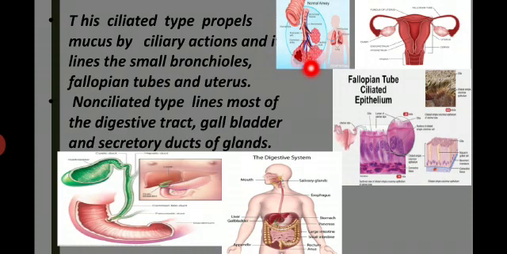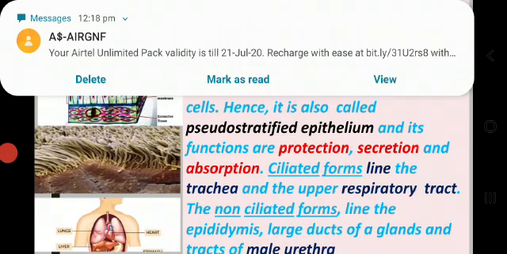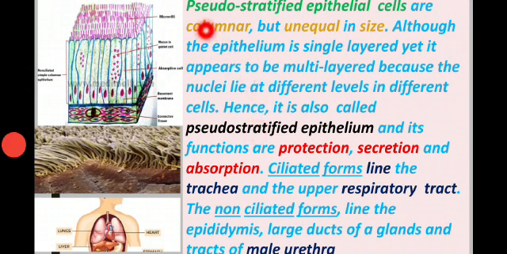And the fallopian tube and the uterus are others. This is a fallopian tube and the uterus. Okay, found in the ciliated type of the epithelium. Okay, non-ciliated lines most of the digestive tract, it is in the gallbladder, and in the secretory ducts of glands. Okay, next we move to discuss the pseudostratified epithelium cells or columnar cells, that is, tall cells, and unequal in size.